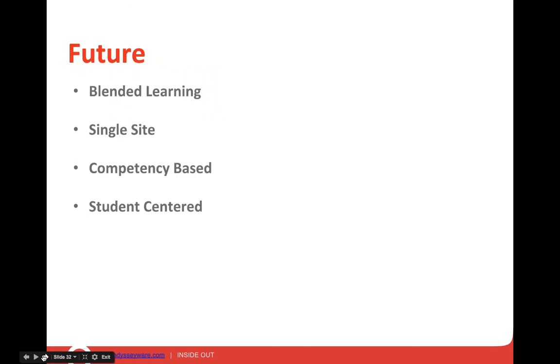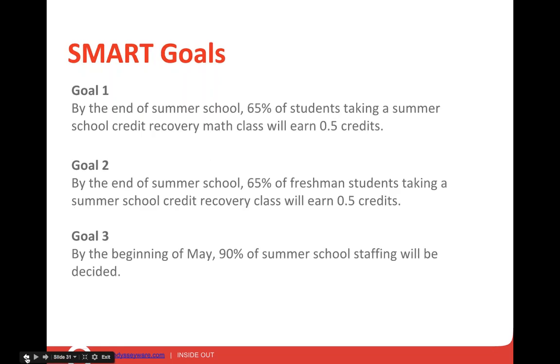To give some context to those goals, in the past, with our previous models that were underdeveloped and undersupported, half the students would pass a summer school credit recovery course, whether it was a face-to-face model or computer-based instruction. So we're taking on the challenge of raising that percentage by 15% this summer by shifting the model to a more blended learning approach.